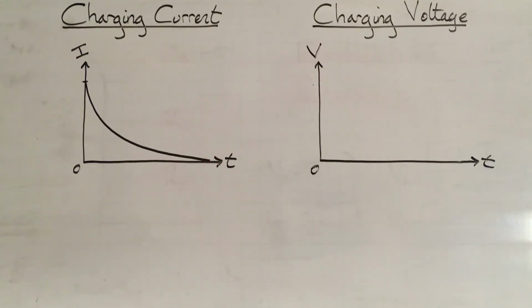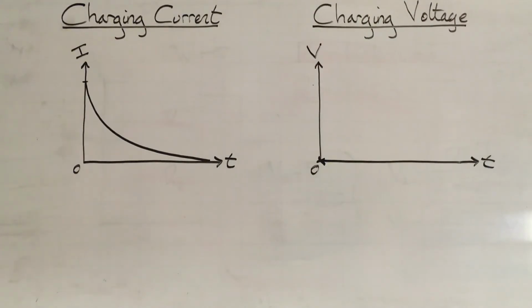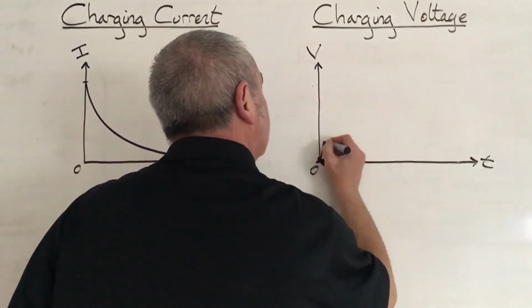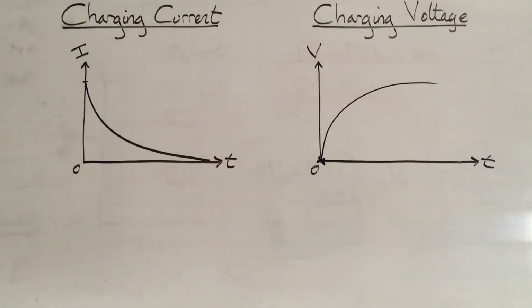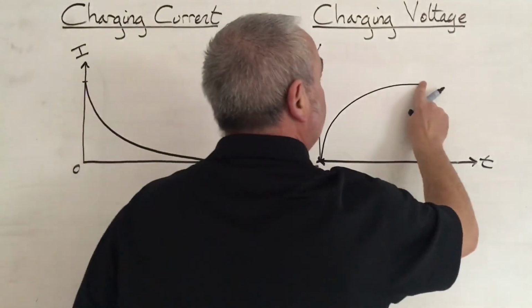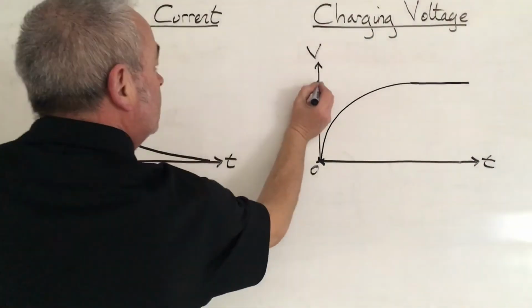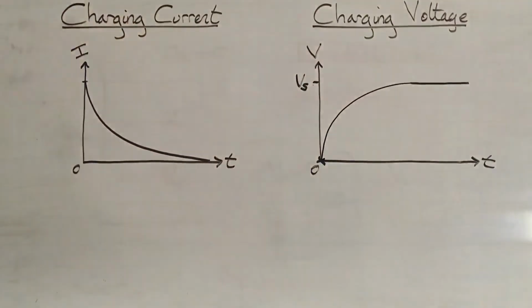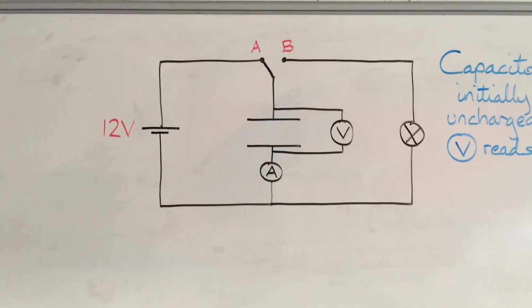Same regards for the charging voltage. Now, I said that initially the capacitor was uncharged and therefore the voltage starts from 0. Now, as the current finds it very easy to flow at the beginning, therefore the charging voltage will grow very quickly to begin with. And it will grow quickly, steep gradient to begin with. That looks as if it's gone beyond horizontal, which it shouldn't. This bit a bit better. And it will peak and settle at whatever the supply voltage is. So we go back. So now, the capacitor is fully charged.